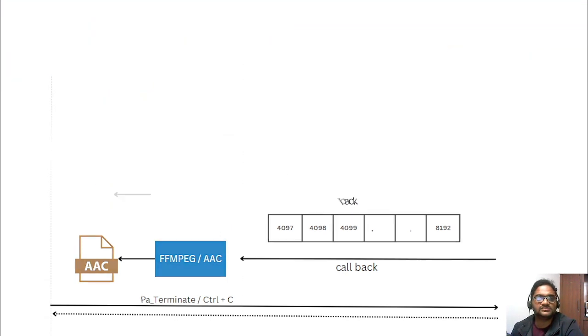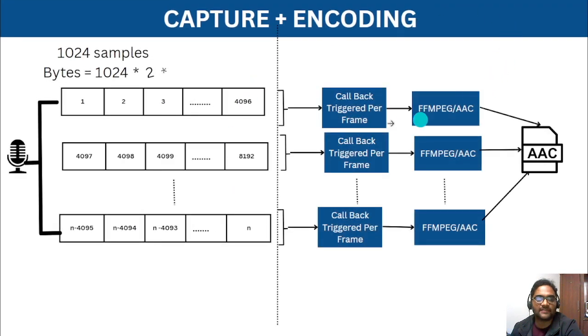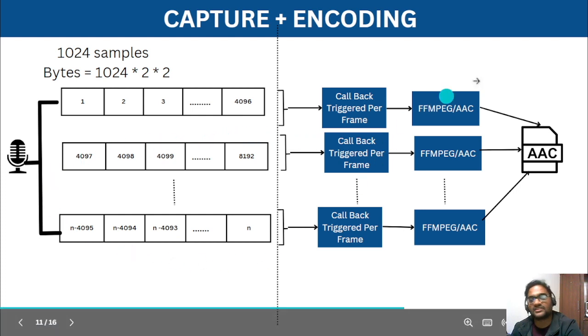Okay, so this is what is happening virtually. We have 1024 samples, and all the data we are capturing, and each frame callback is called. We are using FFmpeg or AAC libraries here, and then we are converting that data into encoded data. The raw data is converted into the encoded format of type AAC. Like that, all the data is encoded into the AAC format.